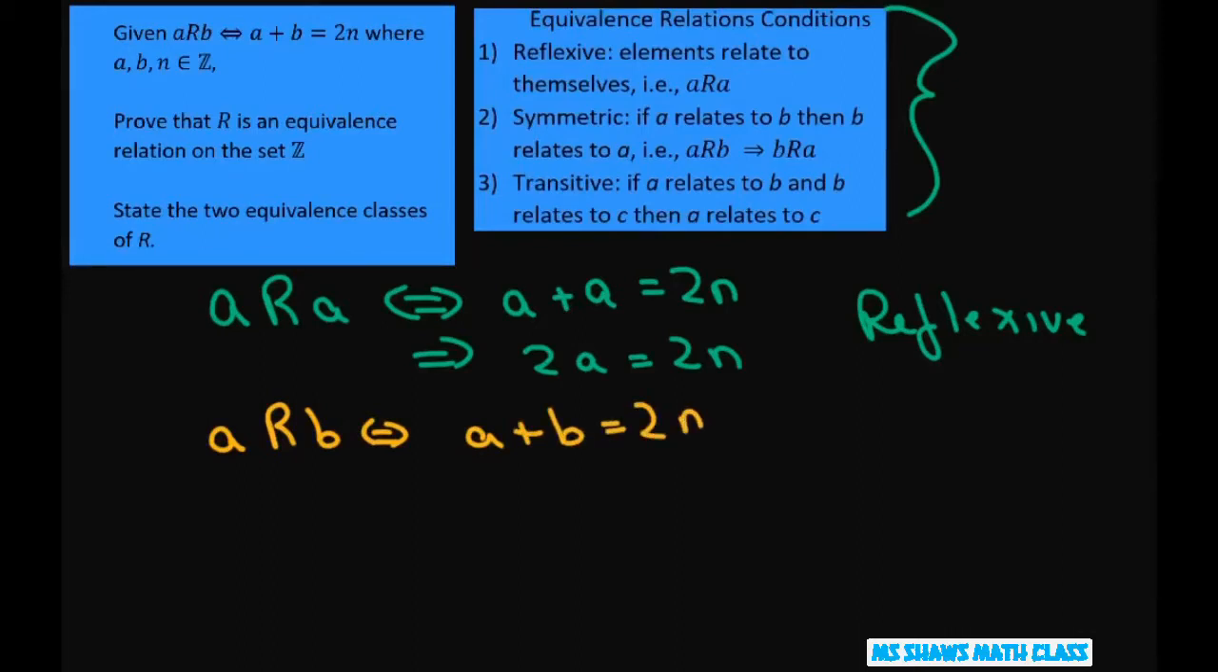And then for symmetry, A is related to B if and only if A plus B equals 2n. And then we also have B plus A must also equal 2n. So basically, this is A is related to B. So that's symmetric.